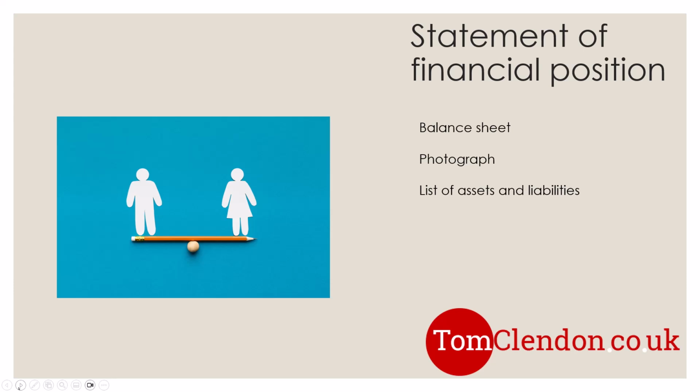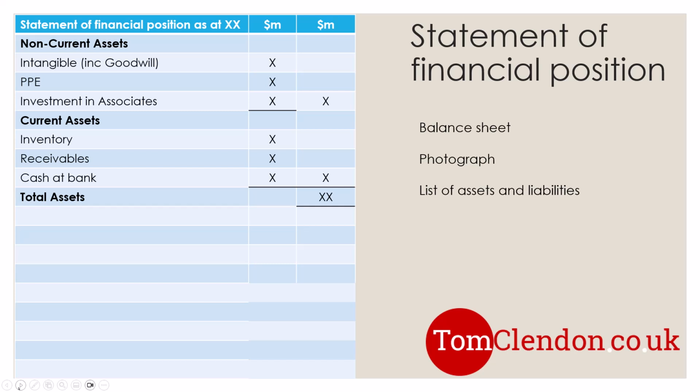In other words, after you've just prepared the P&L and it's at the year end, you prepare a statement of the company's financial position. So it describes exactly what it is. It's a statement listing out the assets and liabilities. And that's what it looks like. That's what a group statement of financial position, well, the top half looks like.